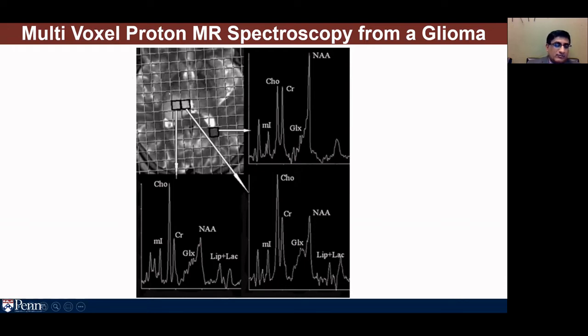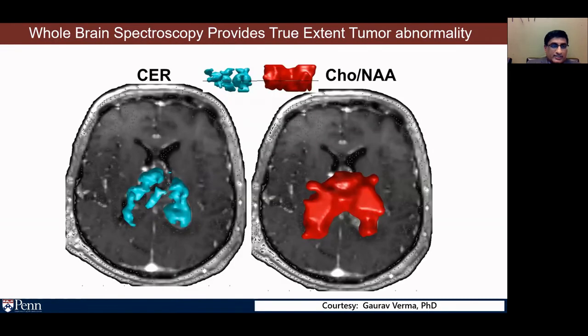But again, with the single voxel or single slice multi-voxels, there is some limitation. Sometimes they don't cover the entire tumor volume, and they definitely don't cover the entire brain. So they have limited coverage of the tissue. On the other hand, whole brain spectroscopy gives information from the entire brain and from the entire tumor volume, and it has high resolution.